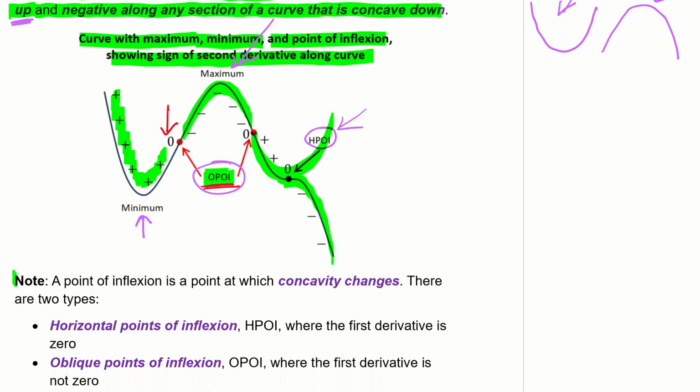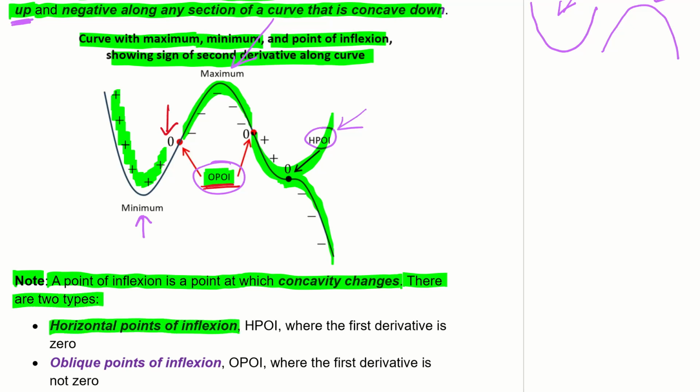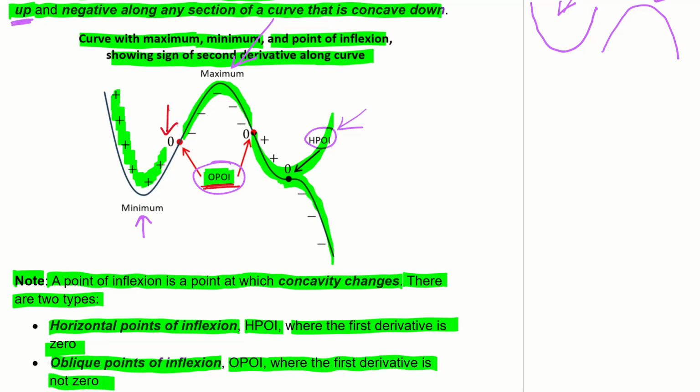So, overall, note, a point of inflection is a point at which concavity changes. There are two types. The horizontal point of inflection, the HPOI, where the first derivative is 0, and oblique points of inflection, OPOIs, where the first derivative is not 0.